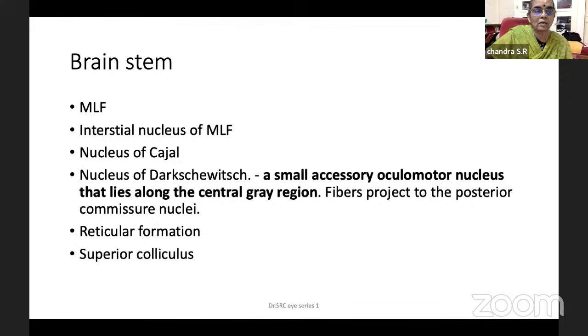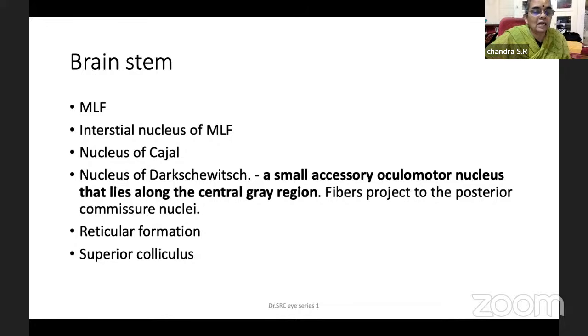Then other structures which control are the medial longitudinal fasciculus. When you go, each one will be dealt with separately, then it will become more clear. And in the brainstem, apart from the neural integrator and the 3-neuron arc, the vital structures are the medial longitudinal fasciculus, the interstitial nucleus of MLF, the nucleus of Cajal, and the nucleus of Darkschewitsch. It's a small accessory oculomotor nucleus that lies along the central gray region, and fibers project to the posterior commissure. It is involved in lid retraction, lid movement, Collier sign or lid retraction. Then you have got the reticular formation and superior colliculus.